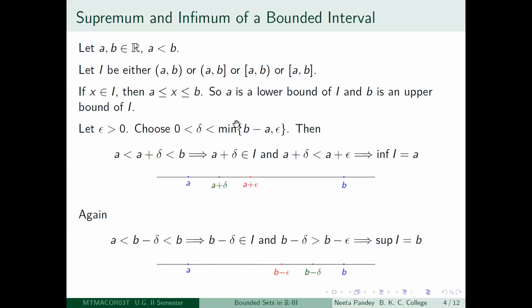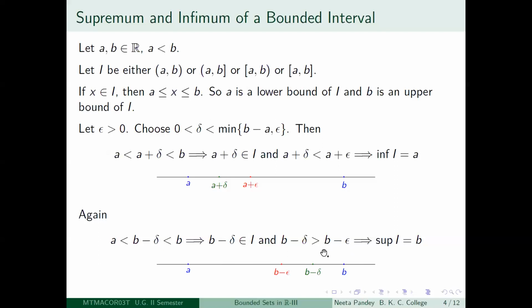That is what the argument is all about. So B minus delta is in I. Also, delta is less than epsilon, so minus delta is greater than minus epsilon. So B minus delta is greater than B minus epsilon. So what have you shown?